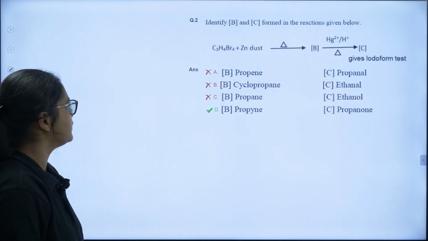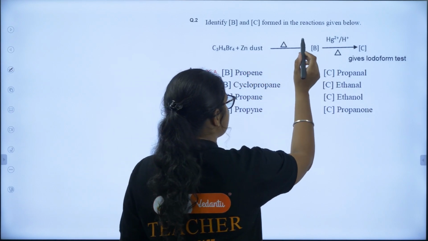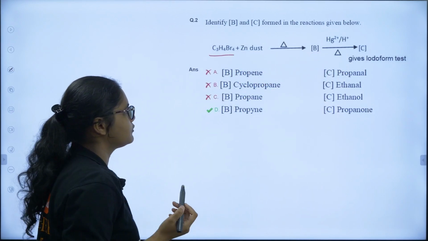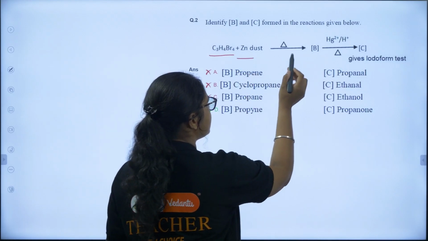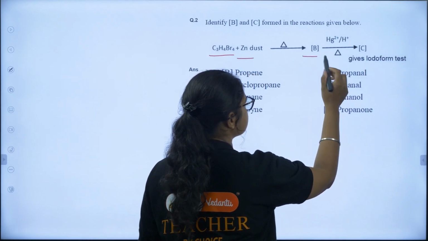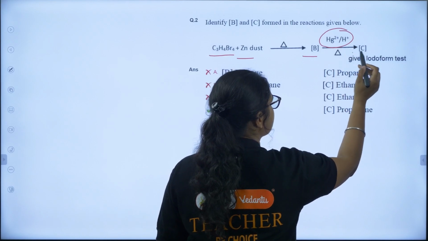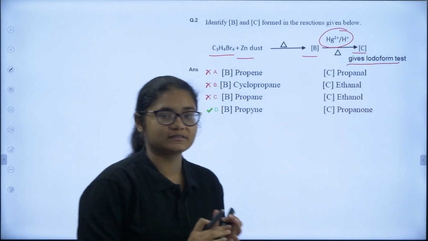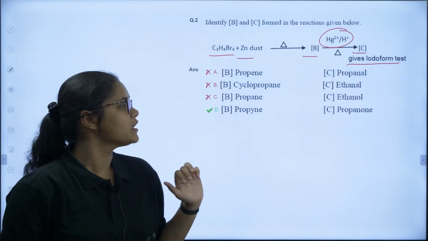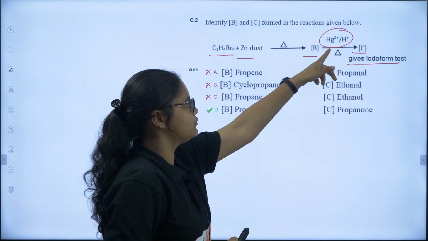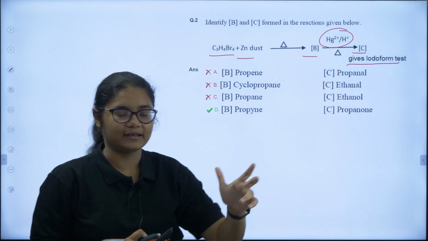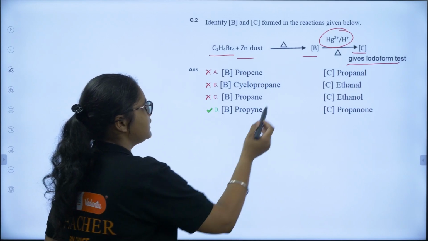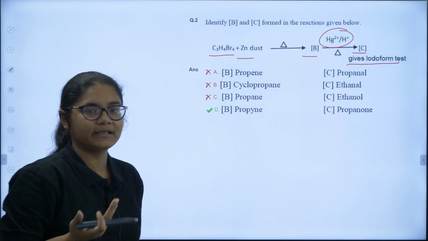Now let us see question number 2. Identify B and C among the following in the reactions given below. First we have C3H4Br4, zinc dust, and then heat, then B is formed, then Hg2+ and H+, and then C. Now if you see, C gives the iodoform test, that means a methyl ketone group must be present. Now if you are adding Hg2+ to something and getting an aldehyde or ketone, then B must be some alkyne group, right? Now B can be formed from your haloalkanes, right?